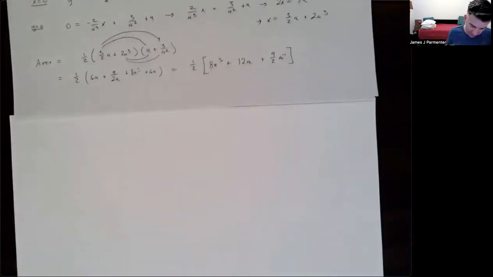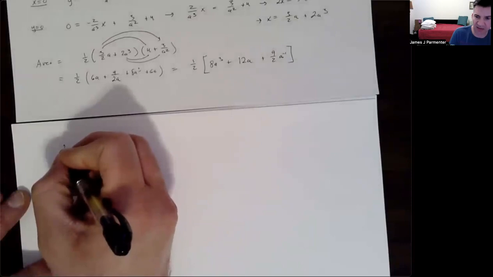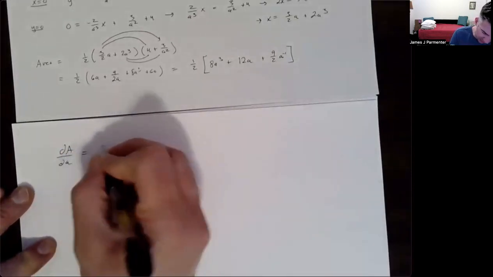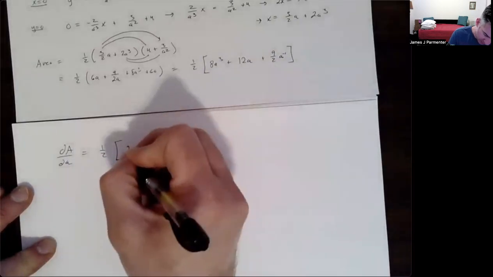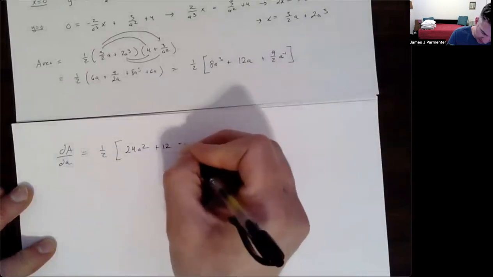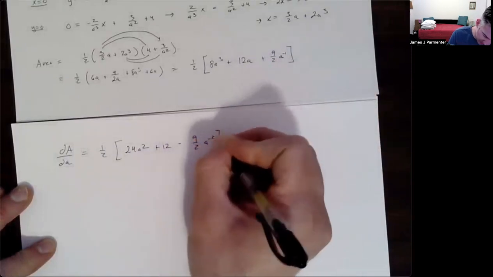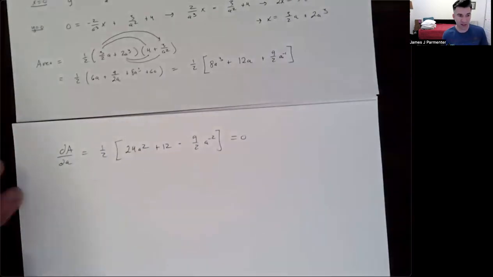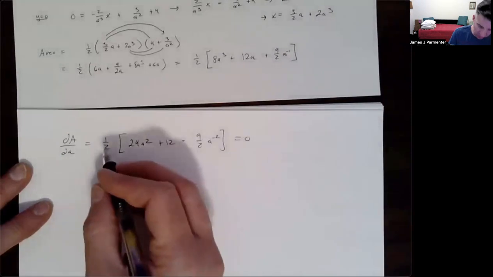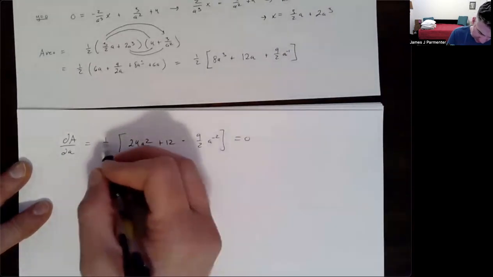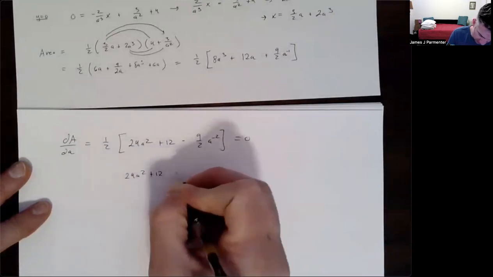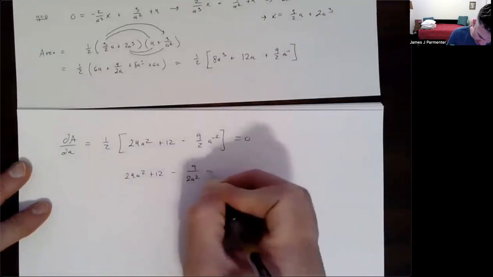For a derivative, the derivative of area with respect to little a, which is kind of funky to write, is going to be 1/2 times 24a squared plus 12, and then over here you're going to get minus 9/2 a to the negative second. I'm going to set that equal to 0. Then I would multiply both sides by 2, so I'm not worrying about the algebra here. I get 24a squared plus 12 minus 9 over 2a squared equals 0.